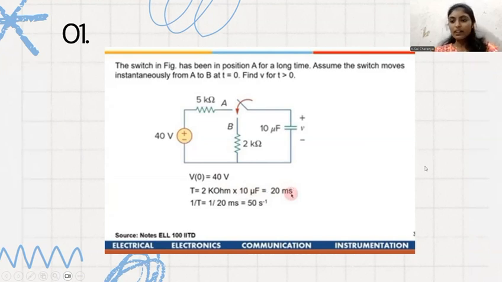So this problem involves an analysis of an RC circuit in which the switch closes, allowing the capacitor to charge fully, and at t equals 0 the switch opens, causing the capacitor to discharge through the resistance. Here are the solutions.